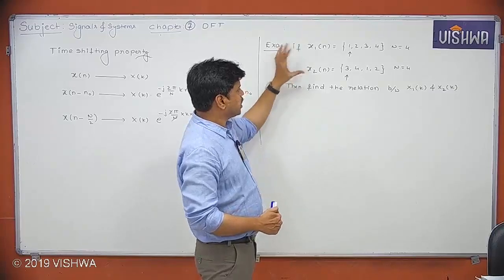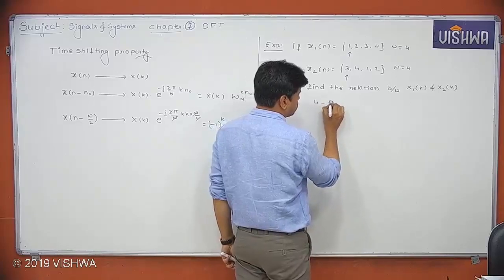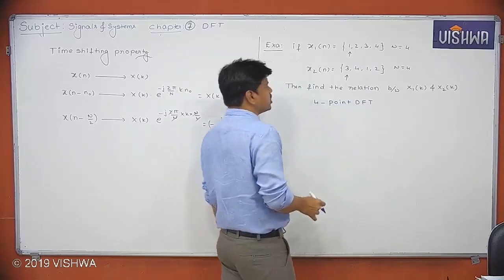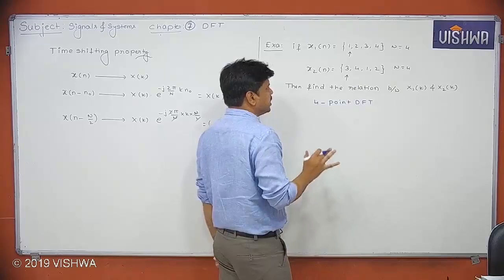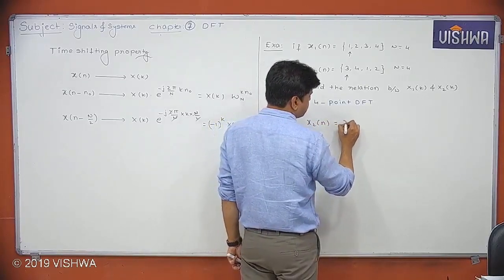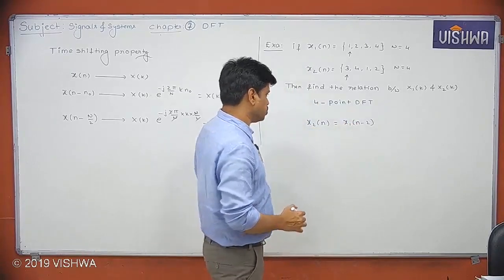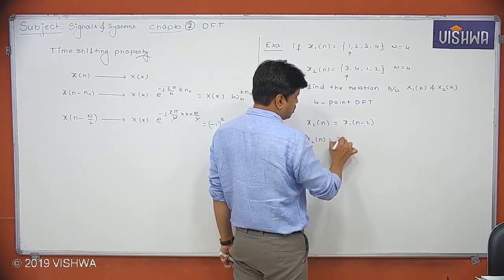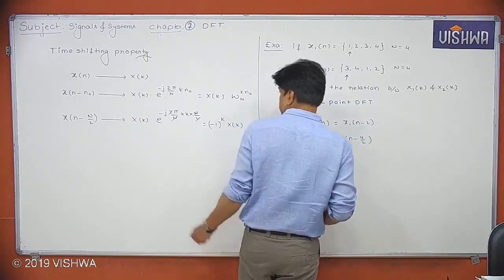Because n is equal to 4, this is a 4-point DFT. If you observe carefully, the last 3 digits have been written in the front. That means x2 of n is the same as x1 of n minus 2. That implies x2 of n is equal to x1 of n minus 4 by 2. That is the result we get.